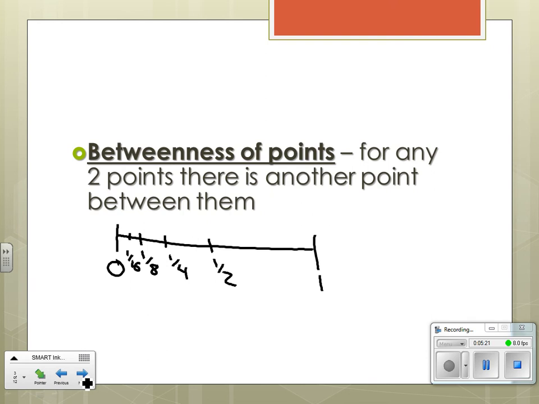Would I ever really be done number-wise? No. There's always going to be another point in between any two. And it doesn't matter how small I get. Can I always get smaller? Yeah. There's never, ever an end how small you can make those fractions. Just keep making the denominator bigger, keep getting smaller.